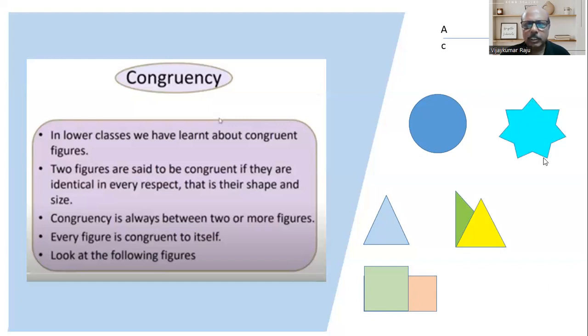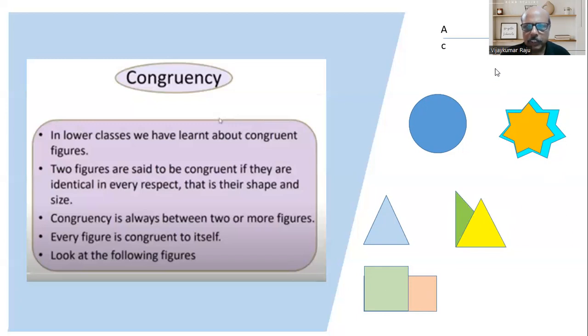See this is a multi-sided figure, a polygon. You have another figure inside it of the same shape, but the size is different. Size is different, therefore it is not congruent. That's why I told you it should have the same shape and same size. Shape is same, size is different, so not congruent. The shapes are different, size is same, not congruent. Shapes are different, not congruent.